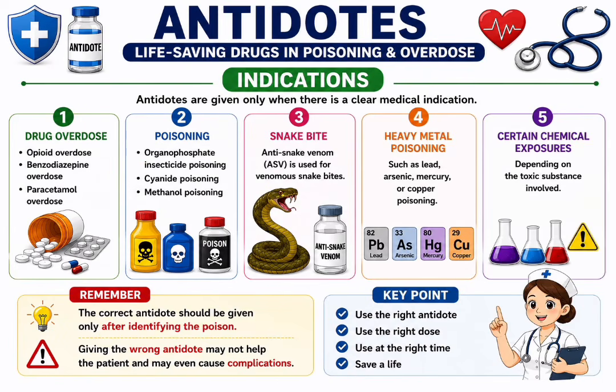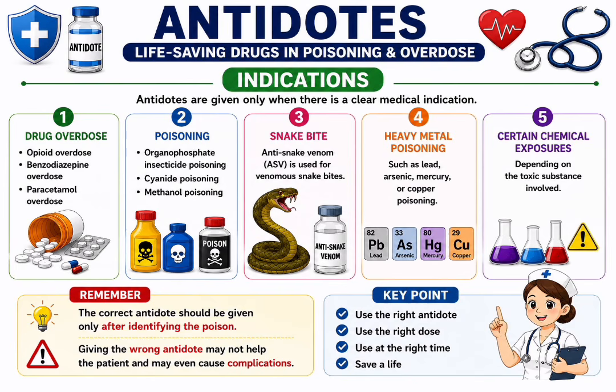Indications: antidotes are given only when there is a clear medical indication. They are not used for every poisoning case. Some common indications include: 1. Drug overdose. Antidotes are commonly used in cases of opioid overdose, benzodiazepine overdose, paracetamol overdose. Second, poisoning. They are also used to treat poisoning caused by organophosphate insecticides, cyanide, methanol.